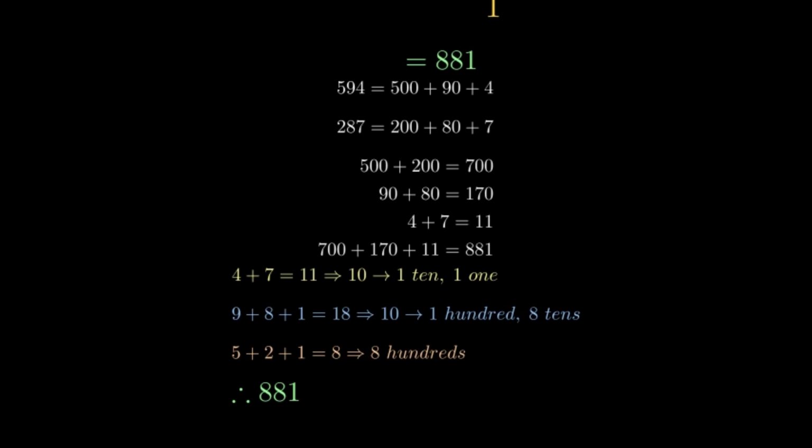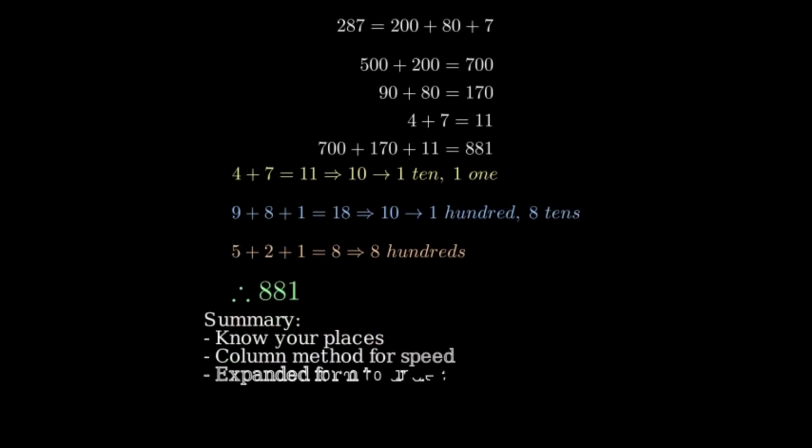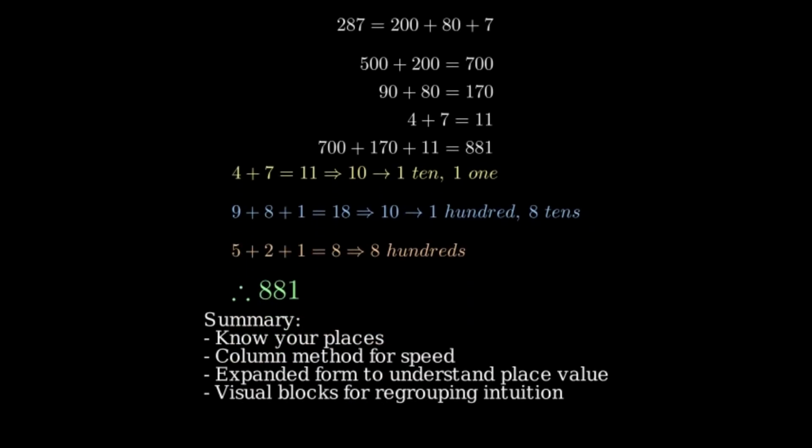Final answer 881. To review, place value tells us the value of each digit, ones, tens, hundreds, thousands, up to the trillion. We solved two 3-digit additions. 378 plus 456 equals 834, and 594 plus 287 equals 881, each shown with the column algorithm, expanded place value addition, and base 10 visual regrouping. Use whichever method makes the most sense to you.